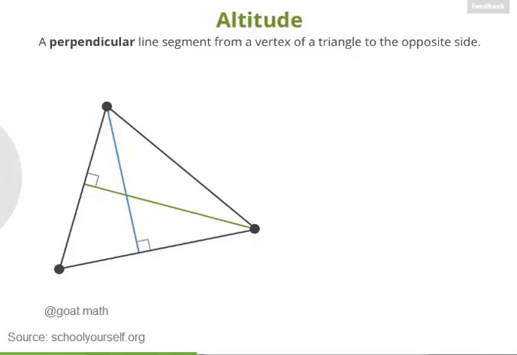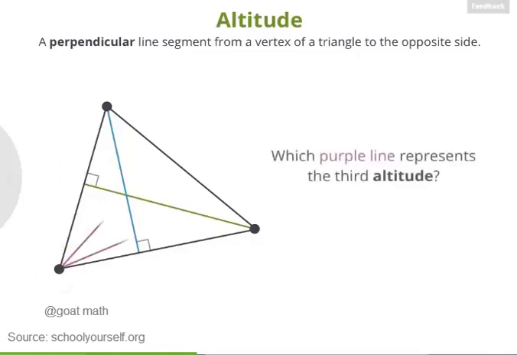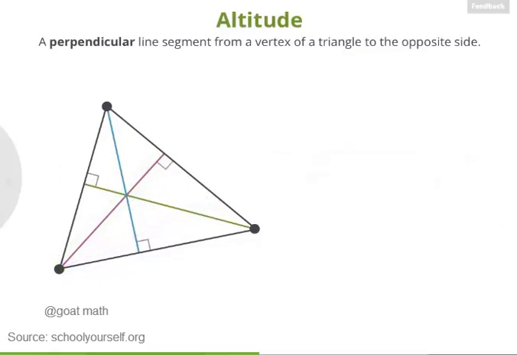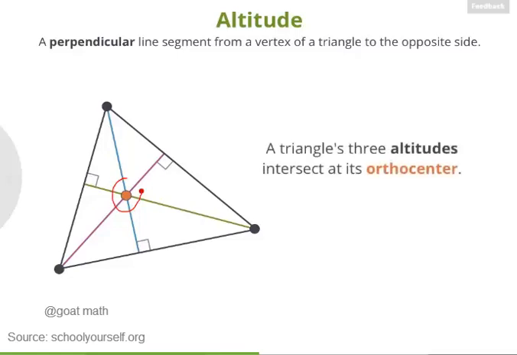There's one more altitude in this triangle for this third vertex over here. Which of these purple line segments is the third and final altitude? Excellent, so you've identified all three altitudes for this triangle. And notice that all three intersect at the same point over here. This turns out to be true for every triangle, and the point where the three altitudes intersect is known as a triangle's orthocenter. It's a good word to know.